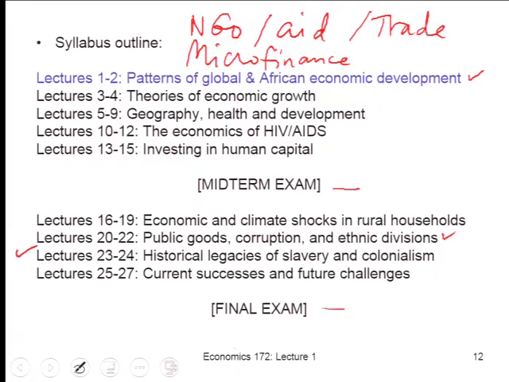So really disaggregating Africa, which we'll do some of, but that's right. That in itself, trying to understand differential performance within Africa.